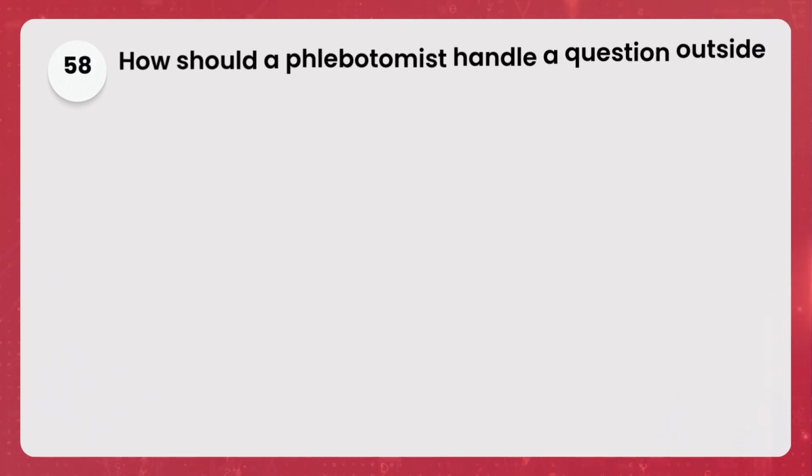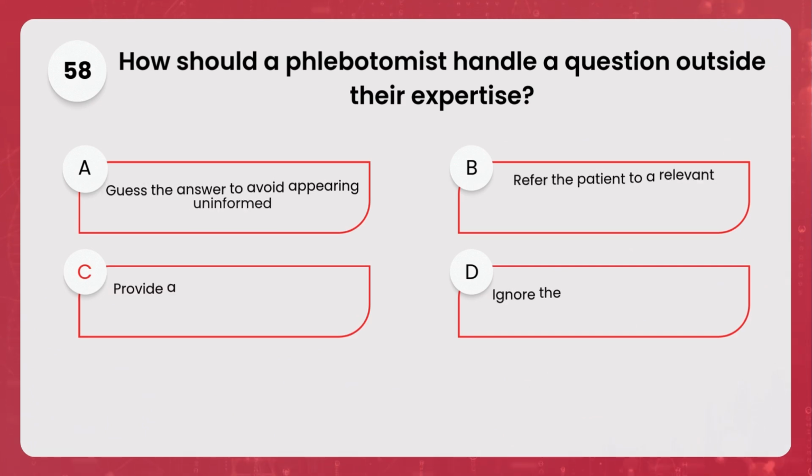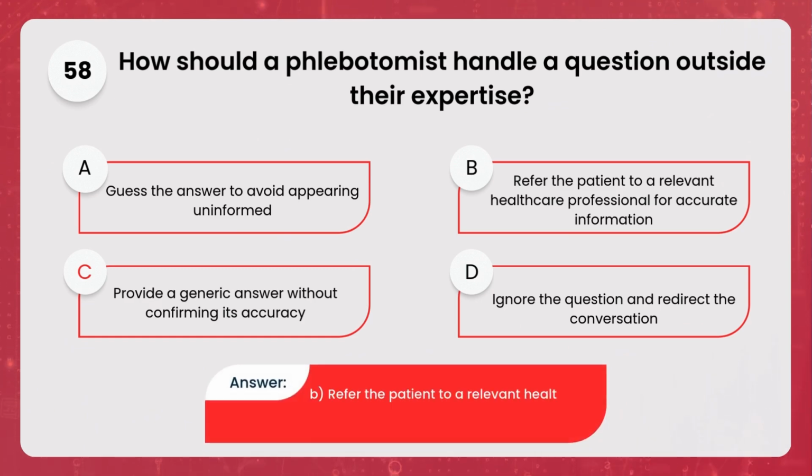Number 58. How should a phlebotomist handle a question from a patient that falls outside their expertise or scope of practice? A. Guess the answer to avoid appearing uninformed. B. Refer the patient to a relevant healthcare professional or source for accurate information. C. Provide a generic answer without confirming its accuracy. Or D. Ignore the question and redirect the conversation. The answer is B. Refer the patient to a relevant healthcare professional or source for accurate information.